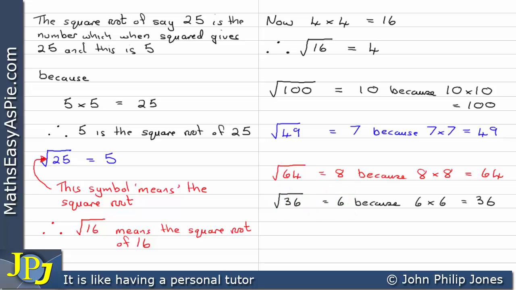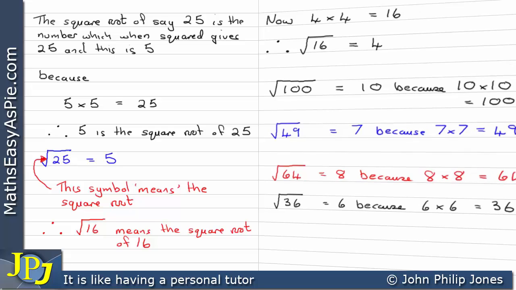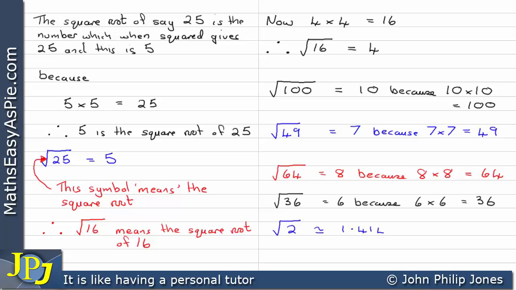Now, not all square roots give us whole numbers, and we're going to have a look at one of those now. The square root of 2 is approximately 1.414. Now, if you take 1.414 and square it, you should get the 2, because remember what the definition was. You actually find the square root by looking for a number that, when squared, gives you the number inside the square root. Now, when you multiply 1.414 by 1.414, you don't quite get 2.